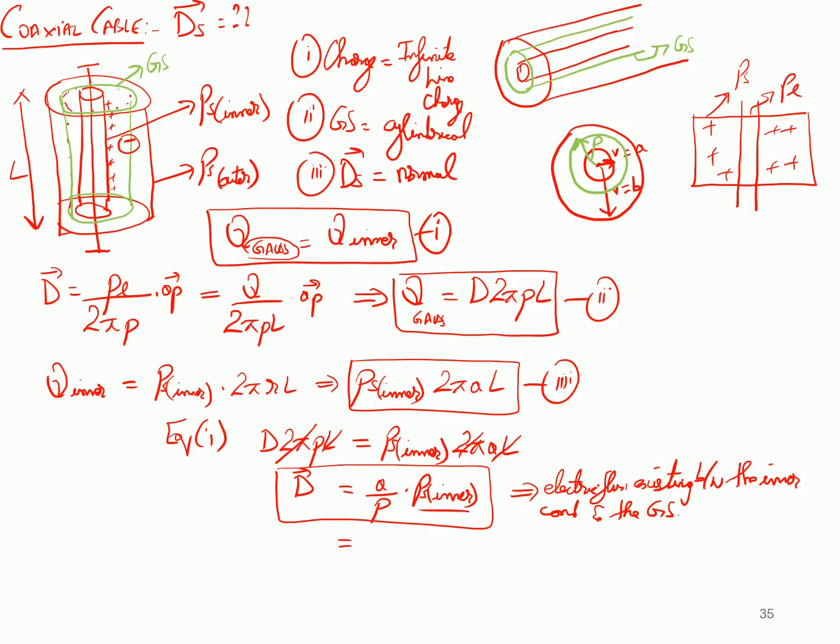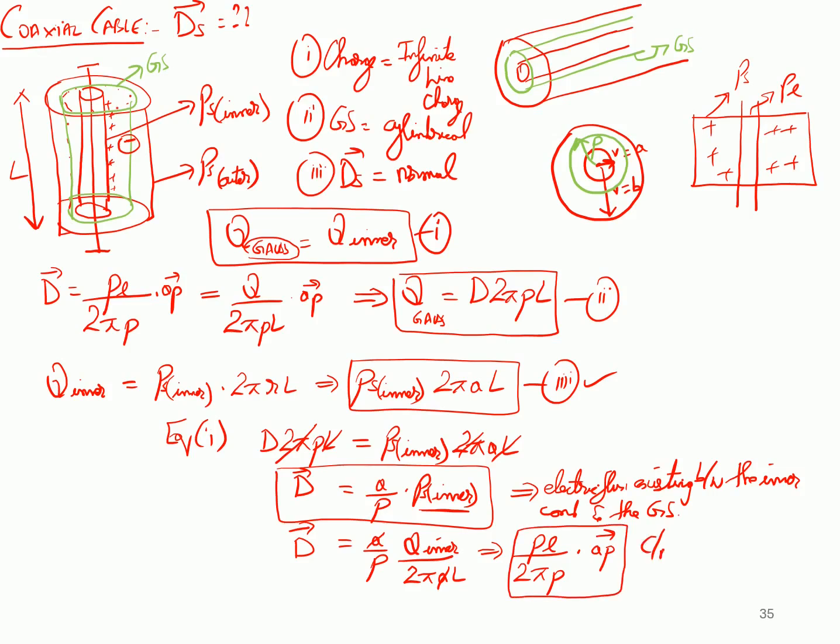I can input the value of Q inner from equation number 3. So electric flux density can also be represented as a_rho times Q inner divided by 2 pi rho L. If I cancel L and L, this equation can also be written as rho_L divided by 2 pi rho, and to make it a vector I'll write a_rho. So this is the second representation, in coulombs per meter square, of the electric flux density. And if we look closely, this equation is the same as that of the infinite line charge distribution.